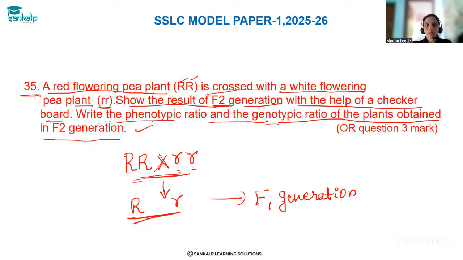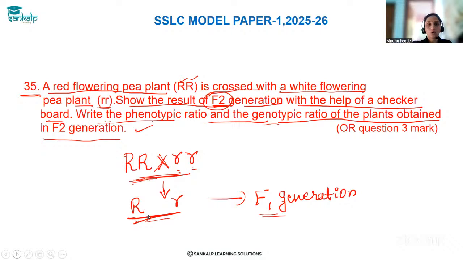The question is to find out the F2 generation, right? First of all, you have to calculate the F1 generation. First find the F1 generation gametes, and then for the F2 generation you have to draw the checkerboard. Here first we have to cross RR with small rr. Okay, if you cross this, what you get is R and R.